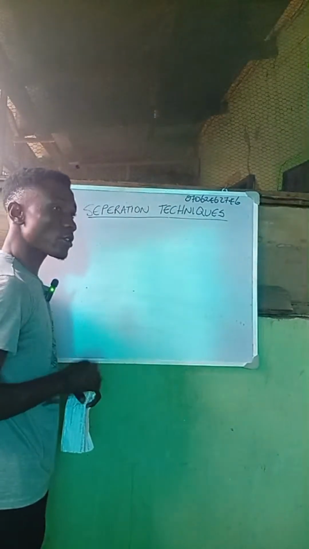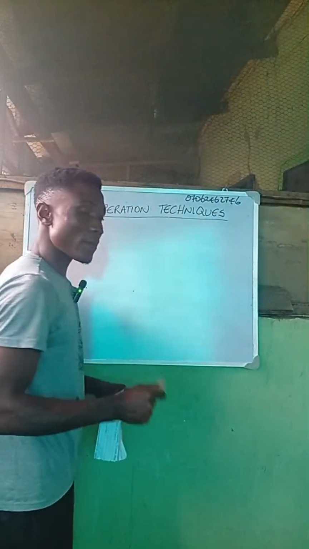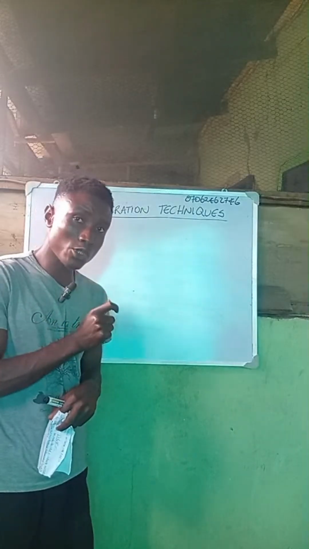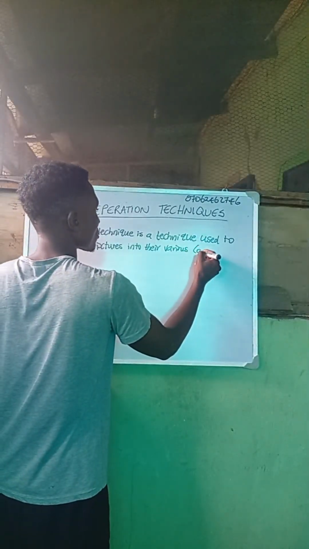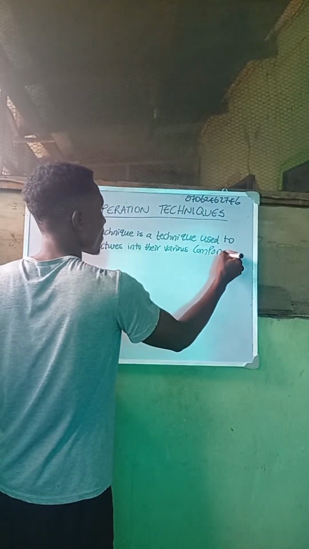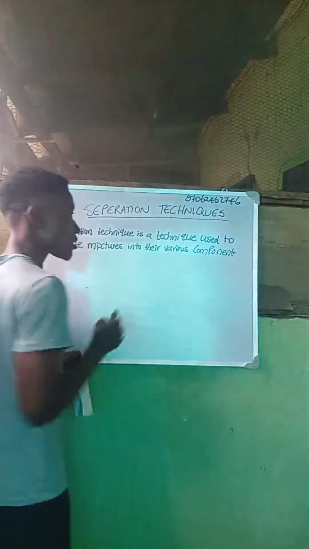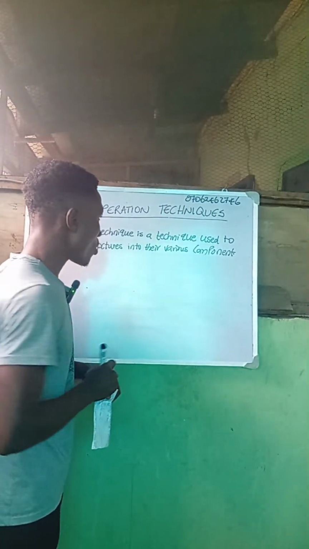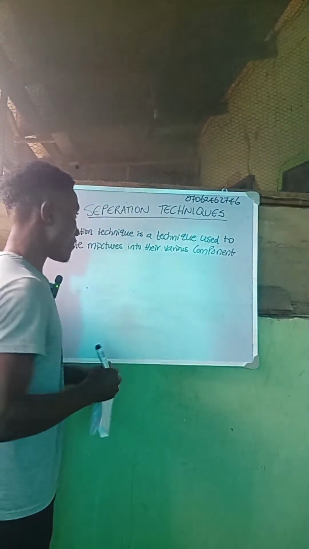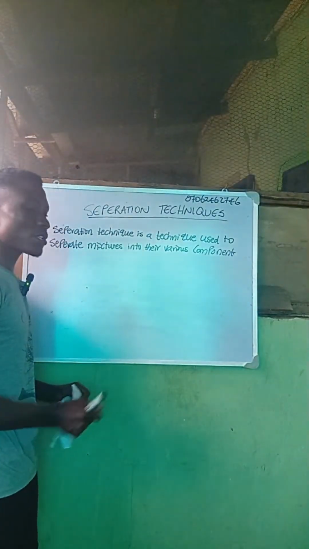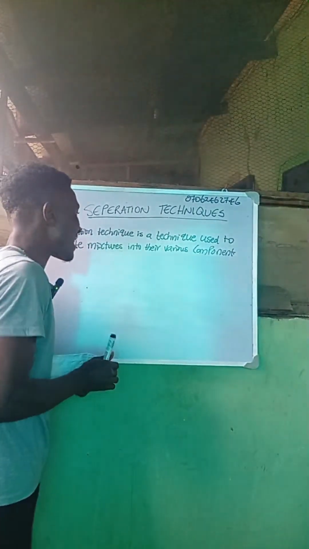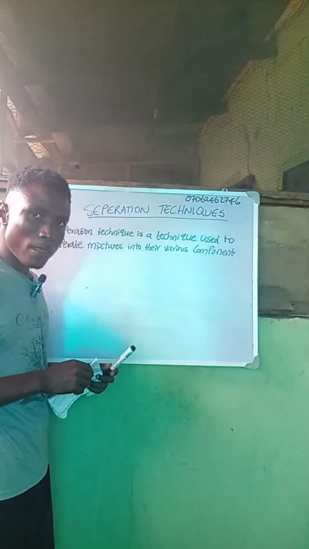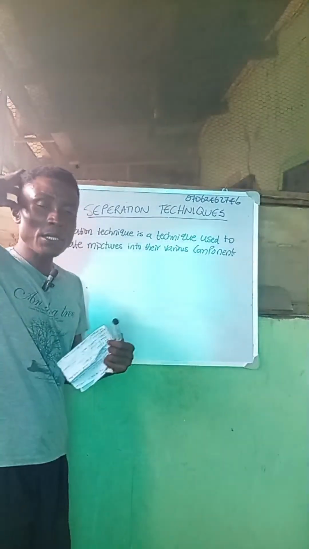So when we're talking about separation technique, remember when I discussed element, compound, and mixture, it was in the aspect of talking about the mixture components. You need to separate mixtures into the various components. If we get a mixture, the only way we can separate it is by using a separation technique. So we say these are techniques used to separate mixtures into their various components.